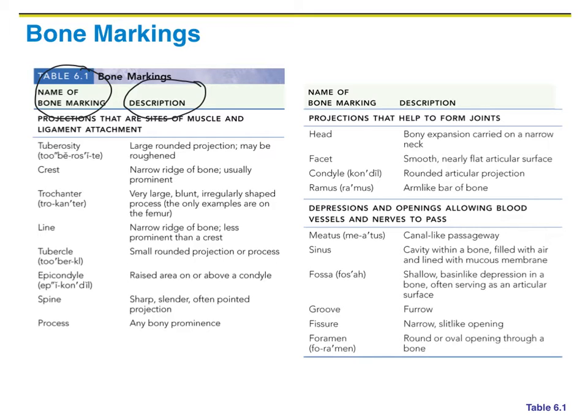Projections that are sites of muscle and ligament attachment, projections that help to form joints, and depressions and openings allowing blood vessels and nerves to pass. I will give you an example in class. So I would show you the iliac crest. It would be labeled number 1 with the definition beside it, narrow ridge of bone, usually prominent. And you would tell me that that is an example of a crest.